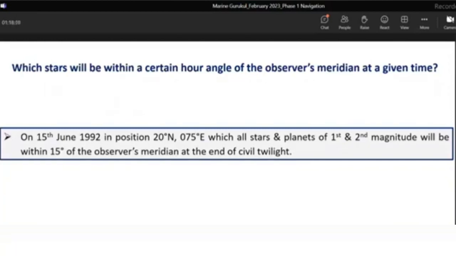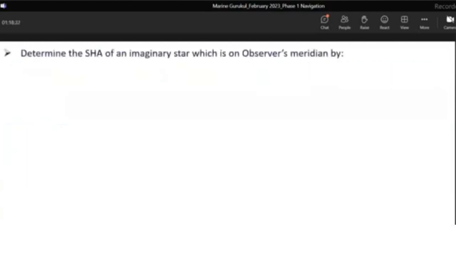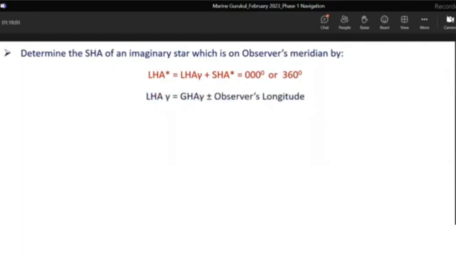Now, on 15th June 1992, in position 20 degrees north, 075 degrees east, which stars and planets of first and second magnitude will be within 15 degrees of the observer's meridian at the end of civil twilight? We shall assume in such cases an imaginary star on the observer's meridian and determine the SHA of that imaginary star. We know that when a body is on the observer's meridian, then its LHA is equal to 000 degrees or 360 degrees. We also know that LHA star is equal to LHA Aries plus SHA of the star. LHA Aries in turn is equal to GHA Aries plus or minus observer's longitude. Longitude east, GHA least; longitude west, GHA best.